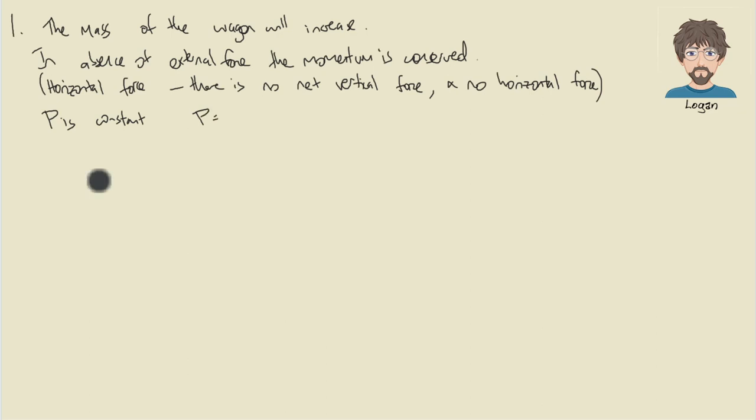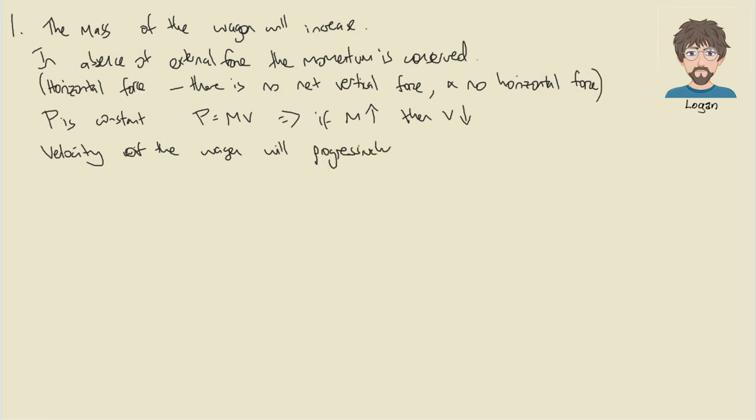Now P equals mv, so momentum equals mass times velocity. If m rises, then v falls. So the velocity of the wagon will progressively reduce.